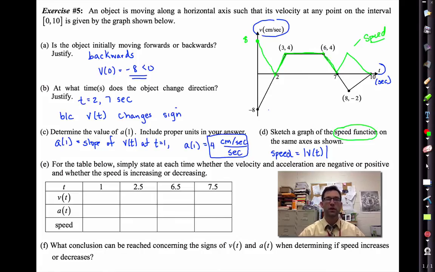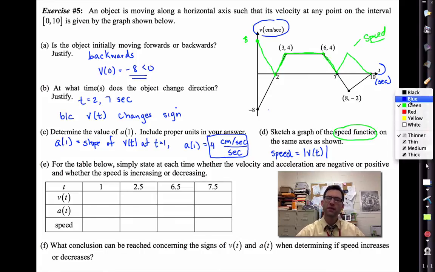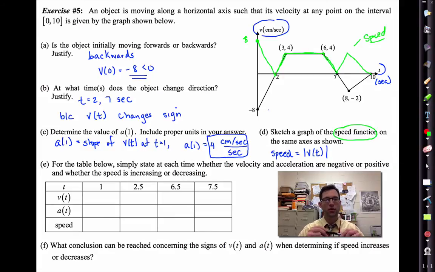All right, simple enough. Now, the final set of exercises, E and F, get at how to know whether speed is increasing or decreasing. So we're going to develop a test, and it's so beautiful that when we get done with it, it should make all the sense in the world. At 4 isolated times in this table, 1 second, 2.5 seconds, 6.5 seconds, and 7.5 seconds, I want to figure out 3 things. Is the velocity positive or negative? Is acceleration positive or negative? And is speed increasing or decreasing? Positive, negative on the first 2 rows, and increasing, decreasing on the next one.